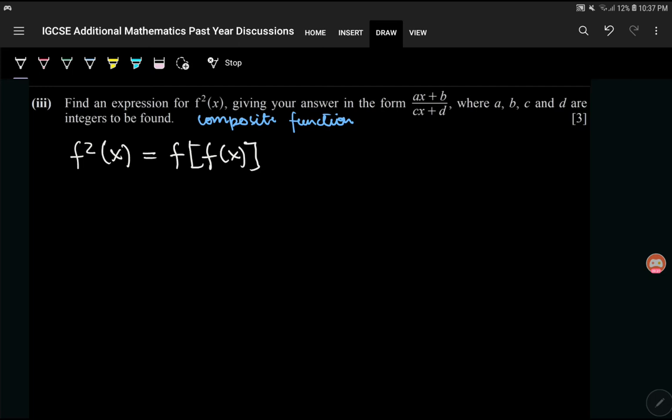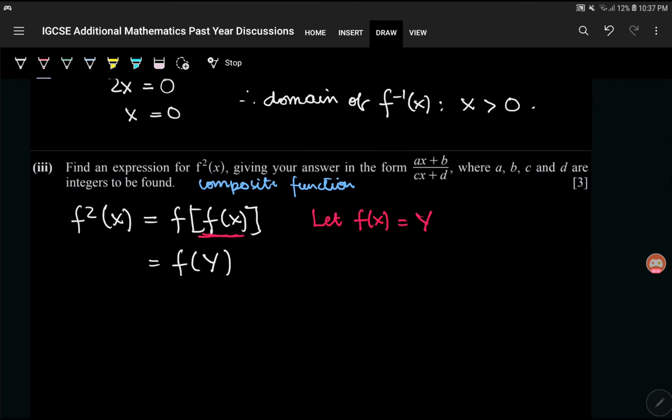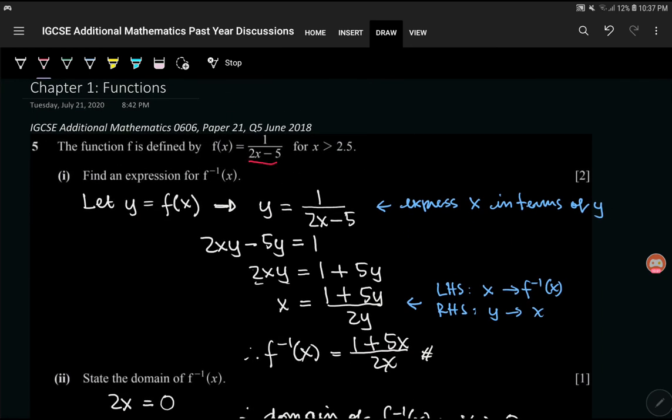please give your attention. For composite function, how we do it is, anything that is in the square bracket, we let f of x equal to y. It means that instead of f of f of x, we now have f of capital Y. Sorry, this one is supposed to be capital Y. So now in terms of capital Y, we express it in this form.